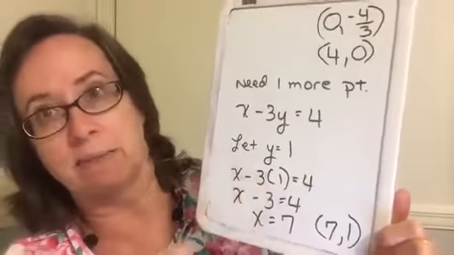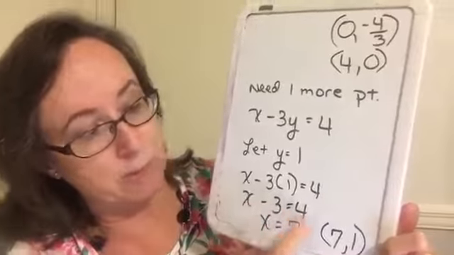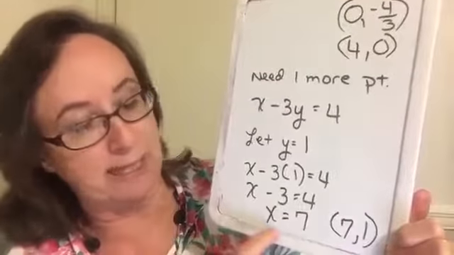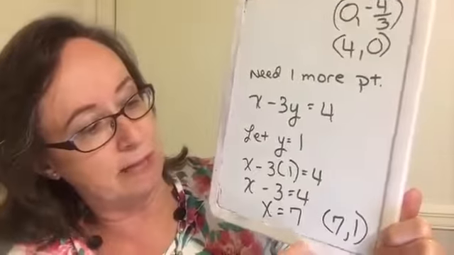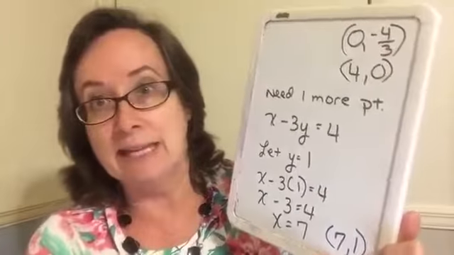X minus 3 times 1 is 4. 3 times 1 is 3, so X minus 3 is 4. I add 3 and I add 3 to both sides of the equation. I get X is 7. So that point is 7, 1. Here it is. And then we're going to go and graph them.